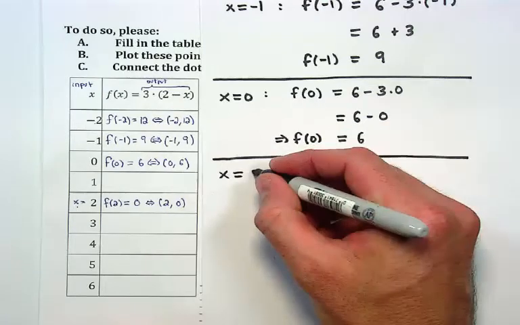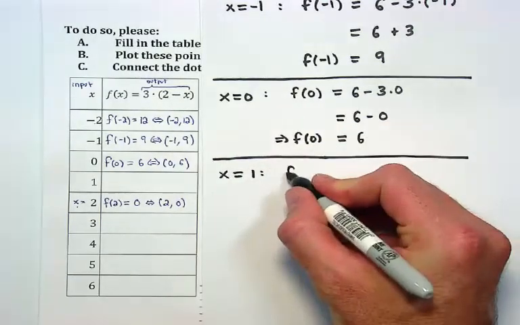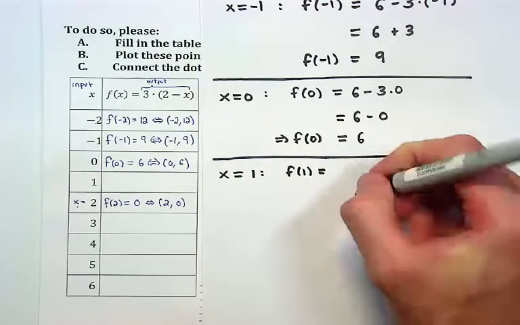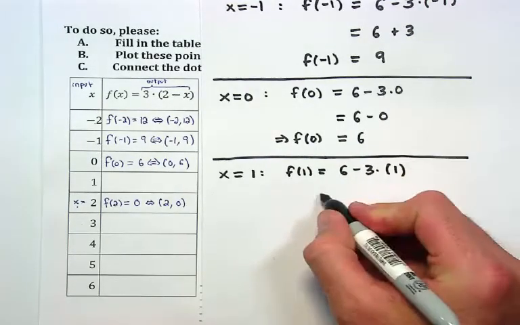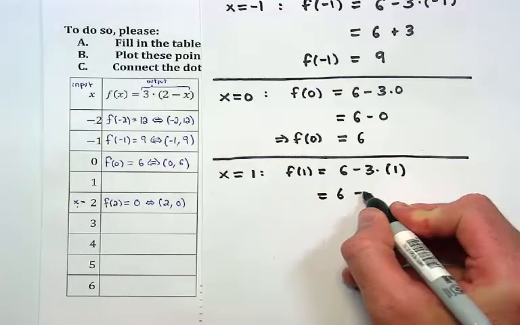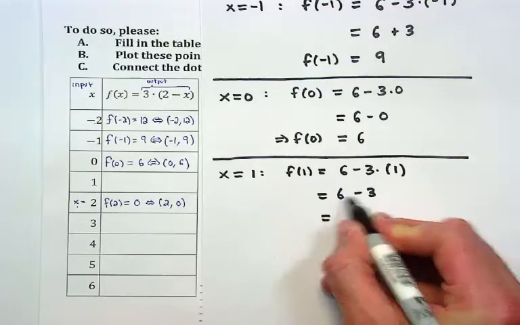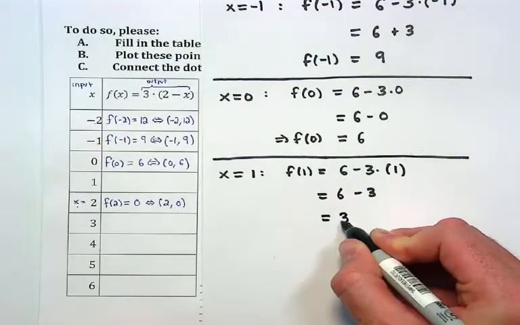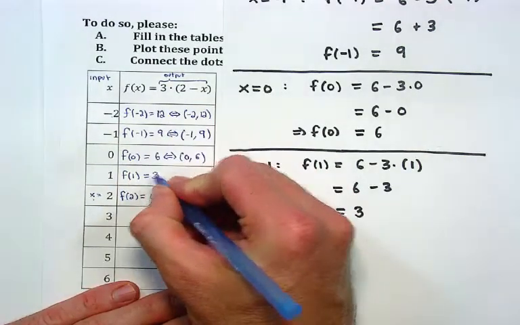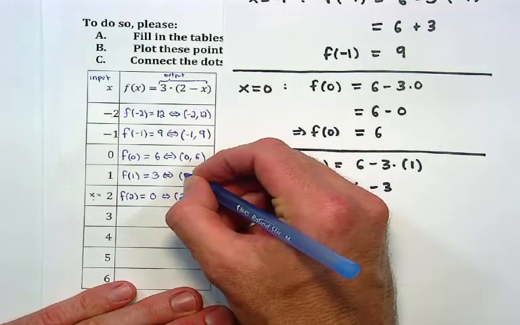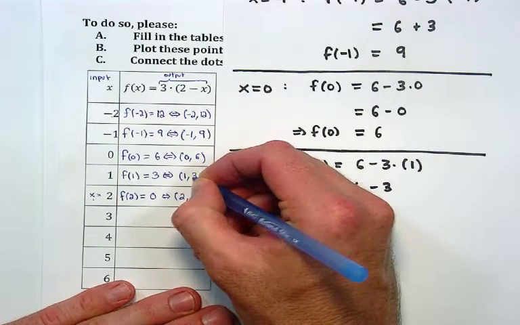We look at the x equal 1 input. F of 1, everywhere I see an x, I'm going to go ahead and put in the value 1. We know that 1 times 3 is 3. 6 minus 3 is indeed 3. This implies that f of 1 is equal to 3. In ordered pair format it is written (1, 3).